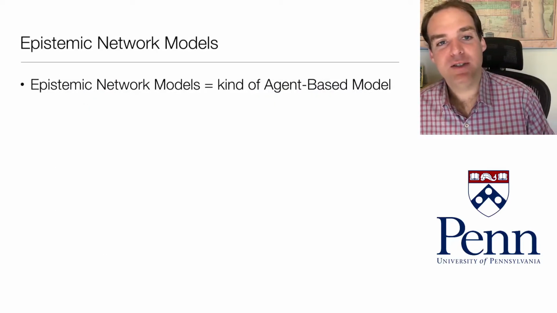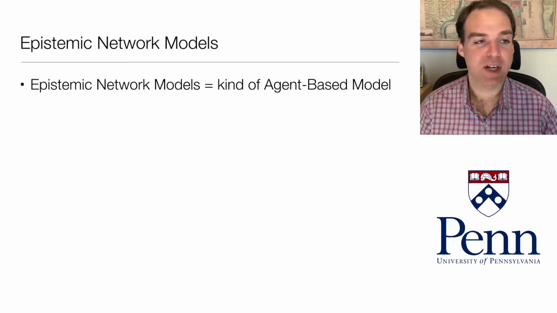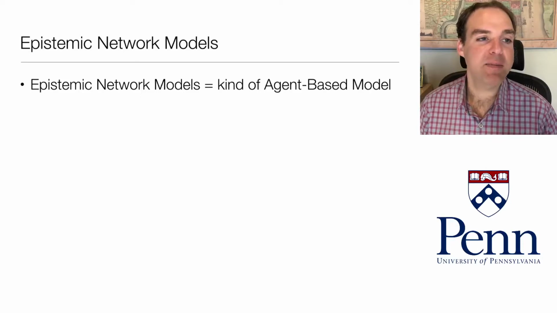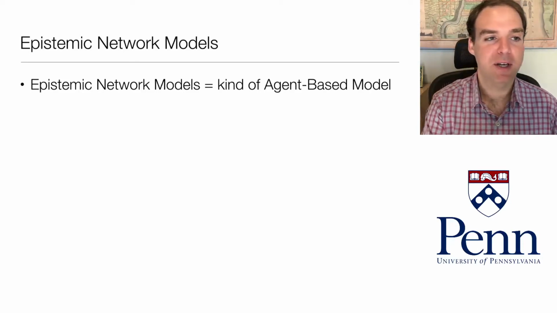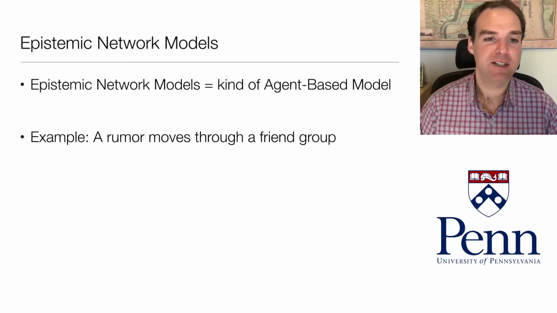Epistemic network models are what philosophers of science and social epistemologists have generally used to look at social epistemic phenomena and phenomena that philosophers of science are interested in. An epistemic network model is a kind of agent-based model. Probably the easiest way to understand what an epistemic network model is, is to look at an example.